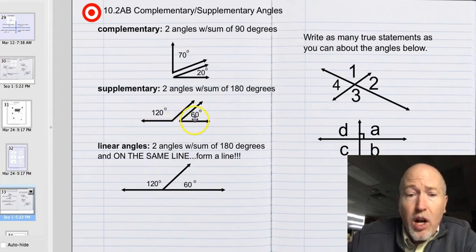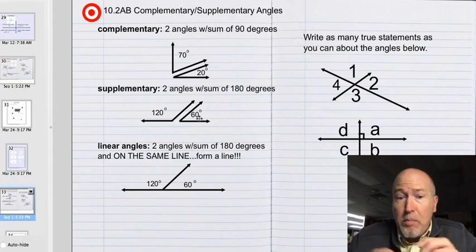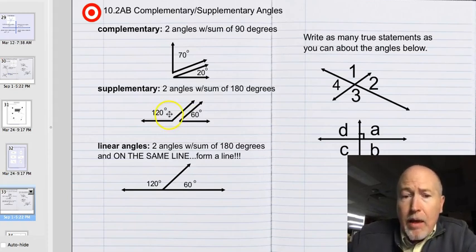These two angles are supplementary. I call it supplementary, remember? Because it's a big angle, like a big meal, supper at the end of the day. They add up to be 180 degrees. Notice they do not need to touch. These two lines here are both supplementary and form a straight line.